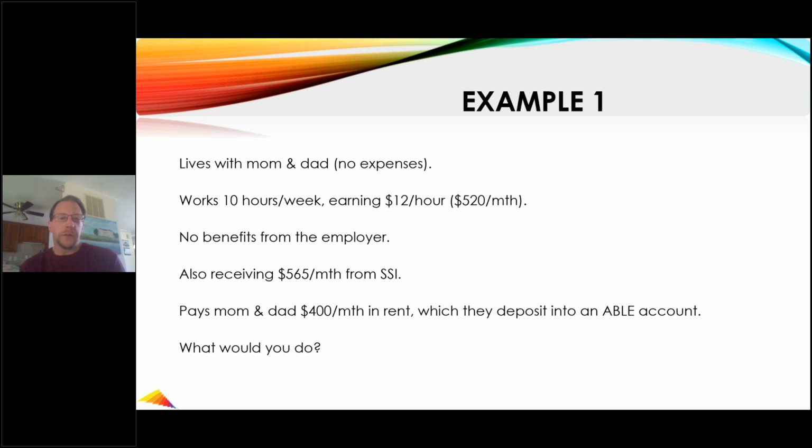What would you do in this situation? Knowing that the child has no expenses, for purposes of simplicity, there's $1,000 a month coming in, $400 a month going to mom and dad for rent. So $1,000 minus $400, you have $600 left over. It can't go into a savings account because it would run the risk of exceeding the $2,000 asset limit in a few short months. So what would you do with the $600 extra a month?